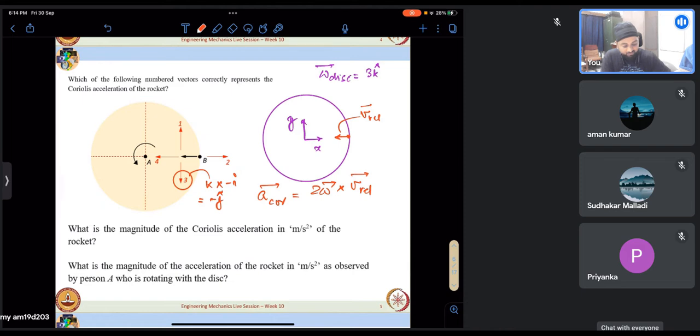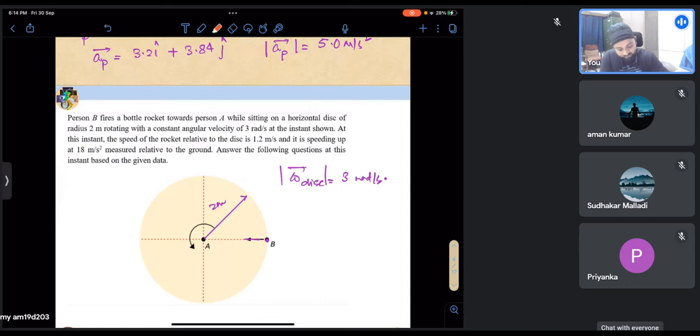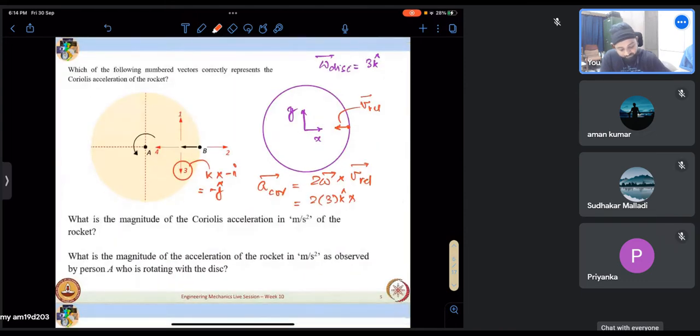The magnitude is asked. We can just substitute the values: 2 omega, that is 6, k cap cross V_rel. V_rel is given to be 1.2 meters per second. This will be i, minus i, we just saw how the unit vectors play out. So 6 into 1.2 gives 7.2. So Coriolis acceleration is minus 7.2 j cap.